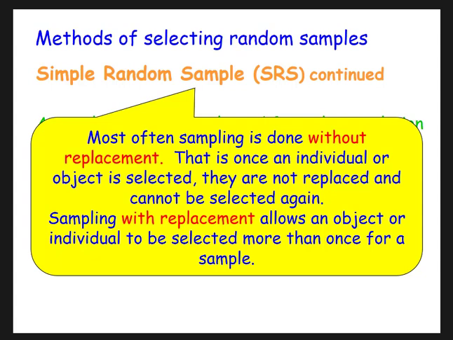Sampling with replacement allows an object to possibly be selected again in a future selection. A big example of this would be marbles in a box. When we talk about probability, we'll talk more about with replacement and without replacement.